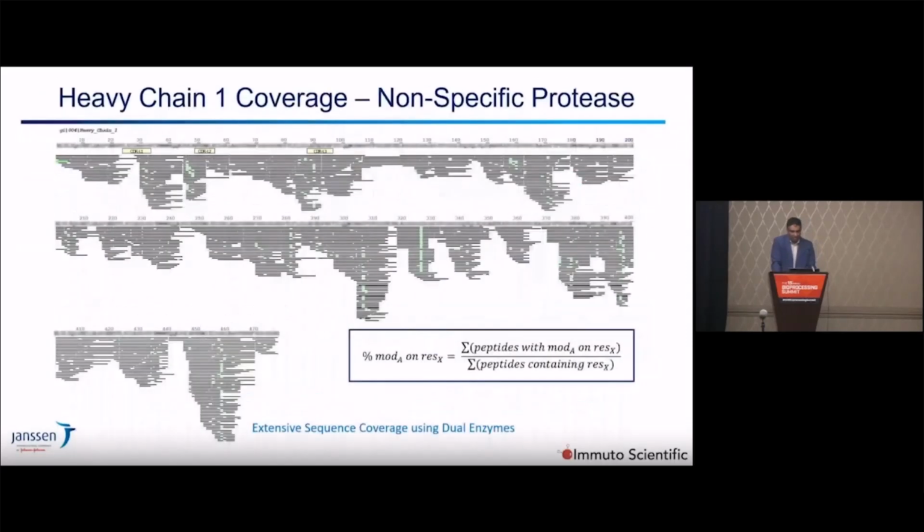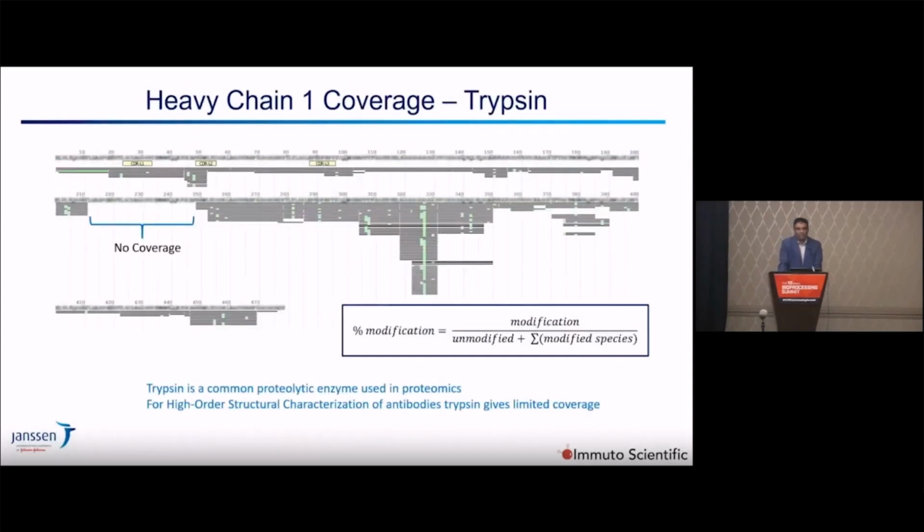Here's a peptide map of heavy chain 1, which is the single chain variable fragment. You can see that using trypsin, you get somewhat comprehensive coverage, but there are certain regions of heavy chain 1 that lack peptide reads. This could be really problematic when we are doing these hydroxy radical footprinting experiments, because we need very comprehensive coverage across the entire molecule in order to look into its structure.